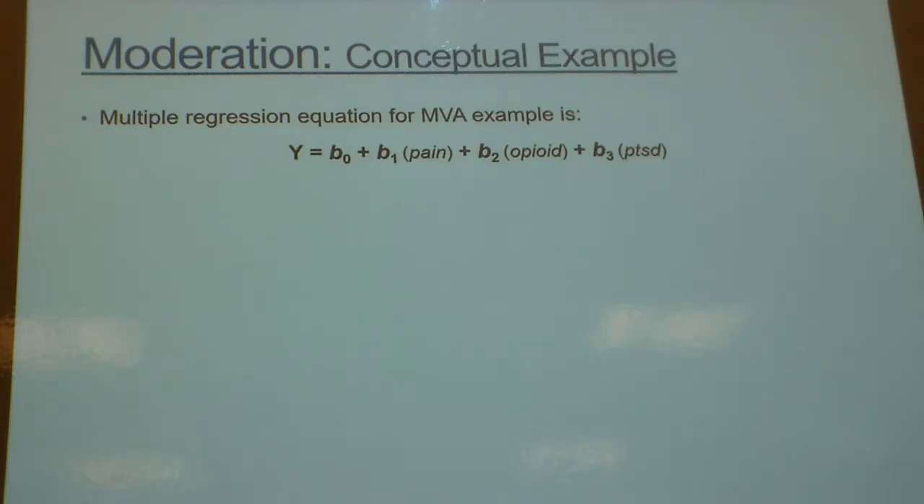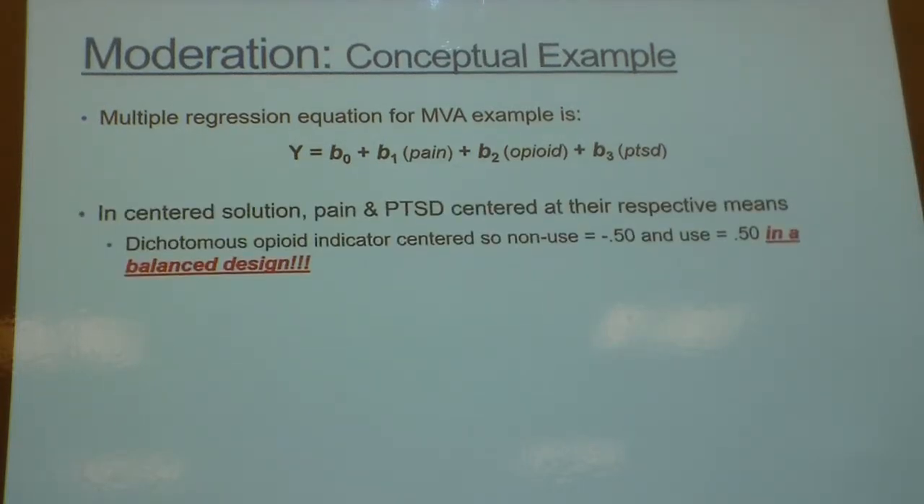So for our conceptual example here, in our MBA sample, our regression that we ran has our role functioning variable, and our linear function here is our intercept, coefficient for pain, opiate use, and PTSD. So my centered solution has pain and PTSD centered at their respective means. Opiate use is a dichotomous indicator, and so if I center that, it's just going to mean that non-use is negative 0.5 and use equals 0.5, as long as this is a balanced design.